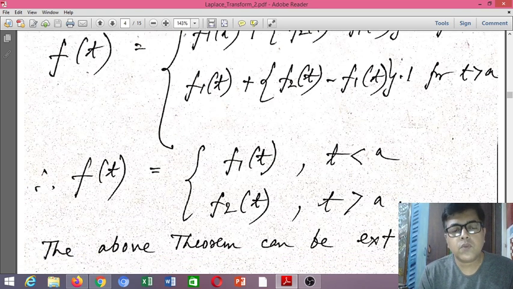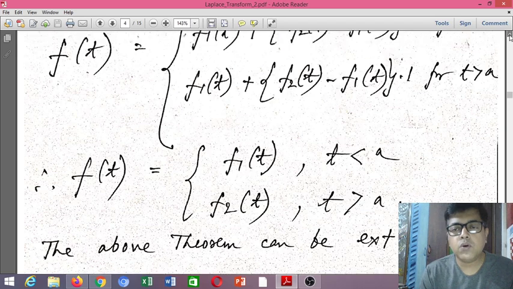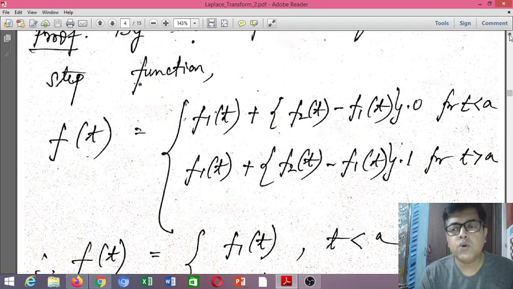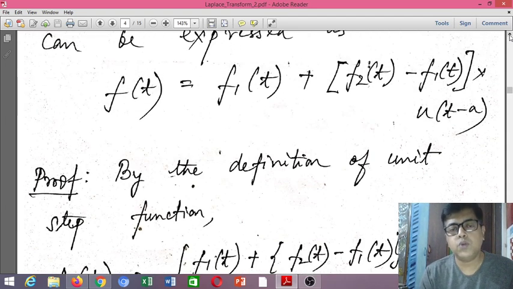So what we can say is that this very function f(t), which we write as f1(t) for t less than a and f2(t) for t greater than a, can easily be written in the form of a unit step function as f1(t) plus f2 minus f1(t) into u(t minus a). So this we can do. We can do that for any such types of functions. Now this result is not restricted to two functions here. It may be extended to any number of such functions.